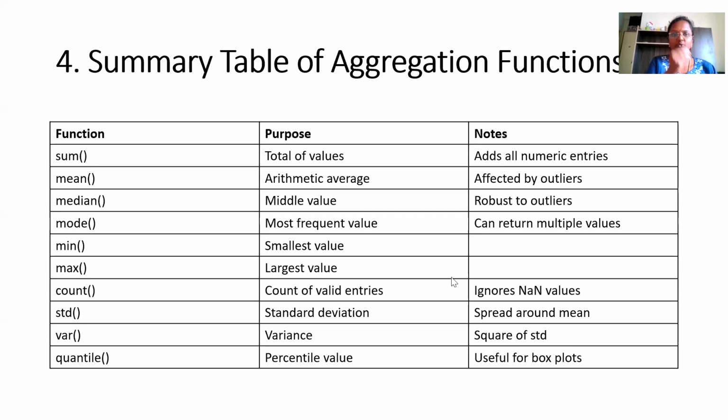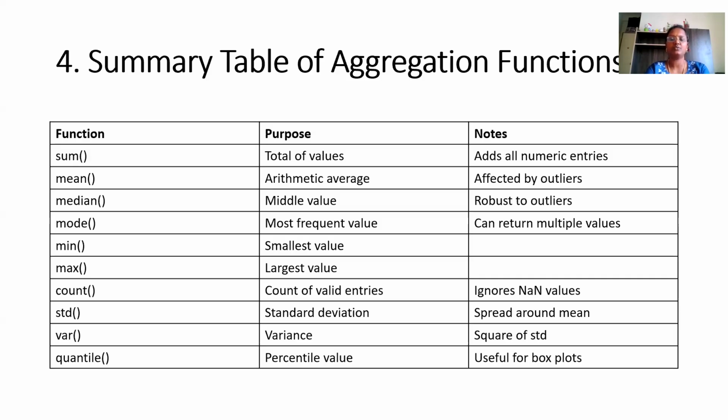See here, I have given you all the aggregate functions in the summary table. What are the functions? Sum, mean, median, mode, min, max, count, standard deviation, variance, and quantile. So what's the purpose of sum? To find out the total of the values. Mean is the arithmetic average. Median will find the mid value. Mode will find the most frequent value. Min and max will find the smallest and largest values respectively.